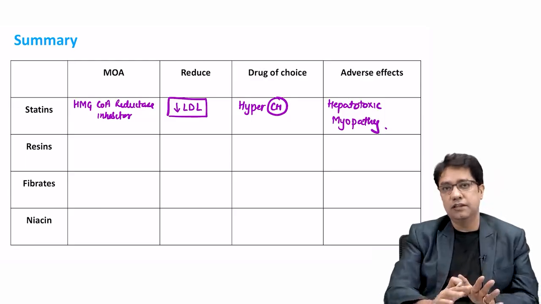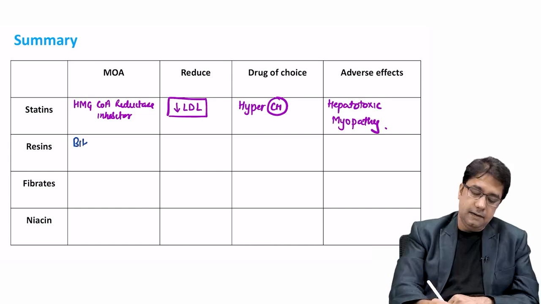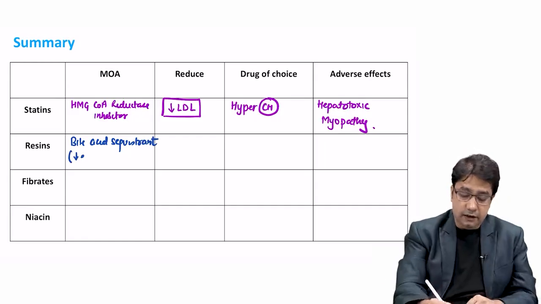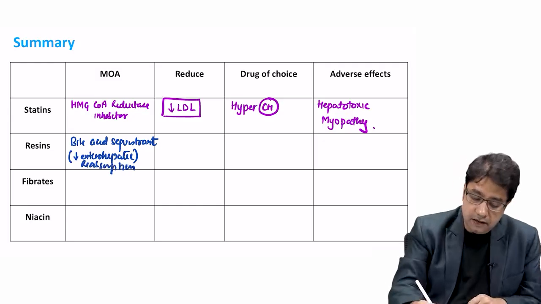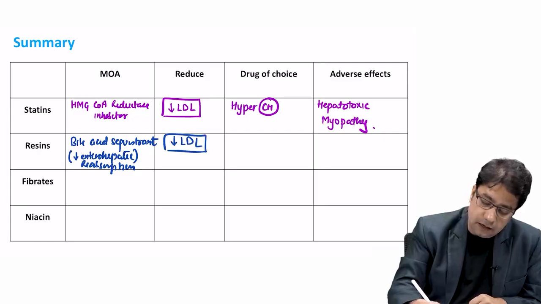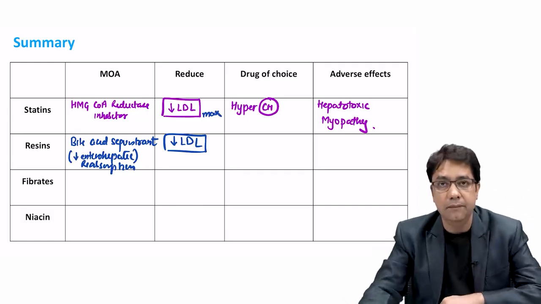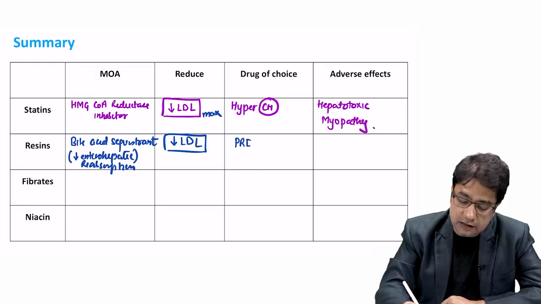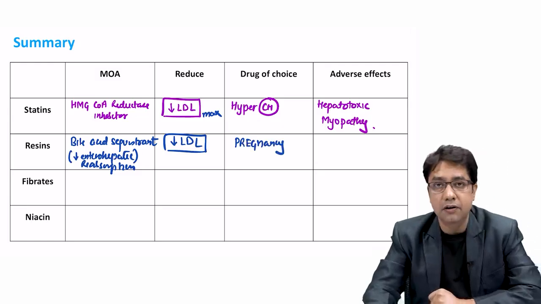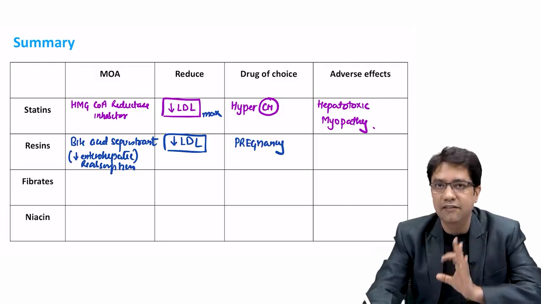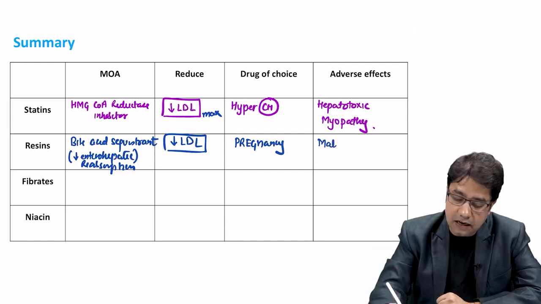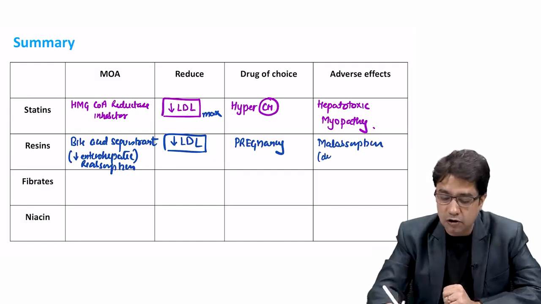Then we have resins, cholestyramine. They are bile acid sequestrants. That means they reduce enterohepatic reabsorption of bile. Why were these drugs made? Again to decrease LDL level. But remember, statins reduce LDL the most. Where are these drugs used? These drugs are the drug of choice in pregnancy because statins are not given in pregnancy. What is their side effect? They can cause malabsorption, which can lead to deficiency of fat soluble vitamins.